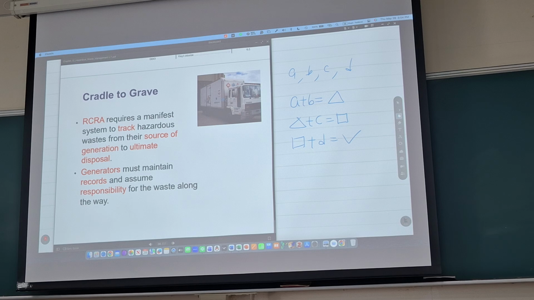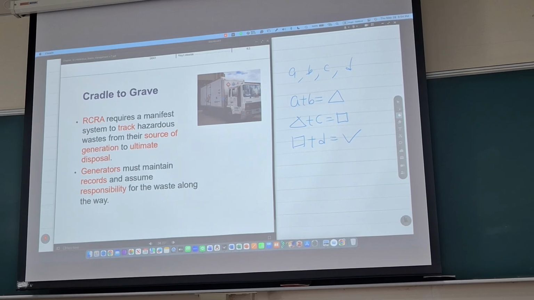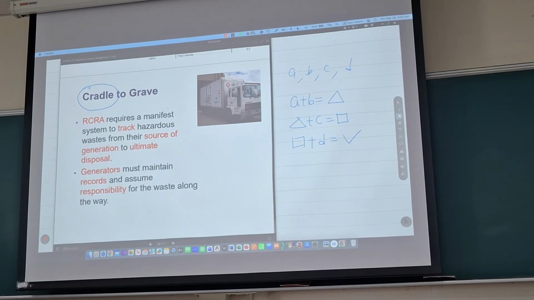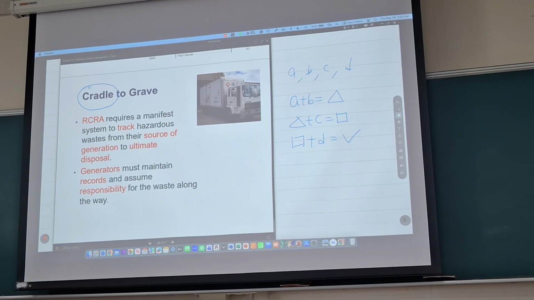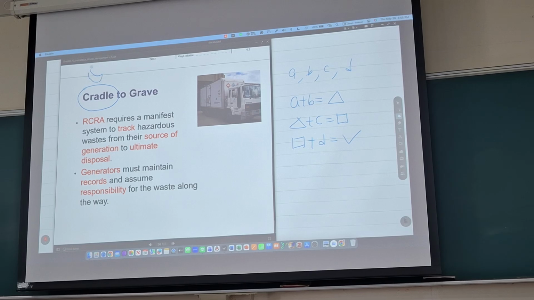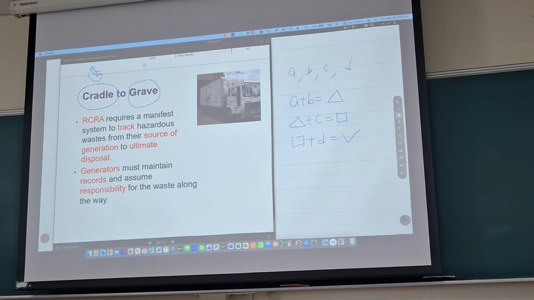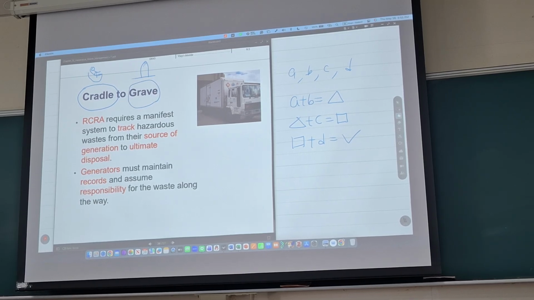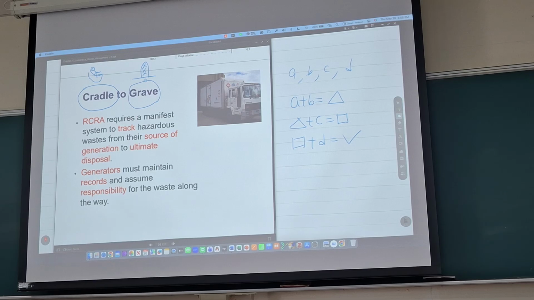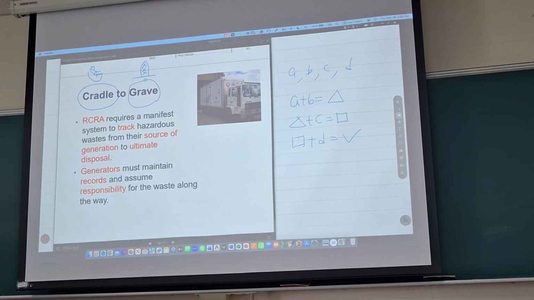Okay, last slide. Do you guys know about cradle? Cradle means the bed for a baby. The baby is here, right? This is cradle. Okay, and you might know grave, right? Grave. Can I put Stone's name here? No, just kidding. Grave. You know grave?